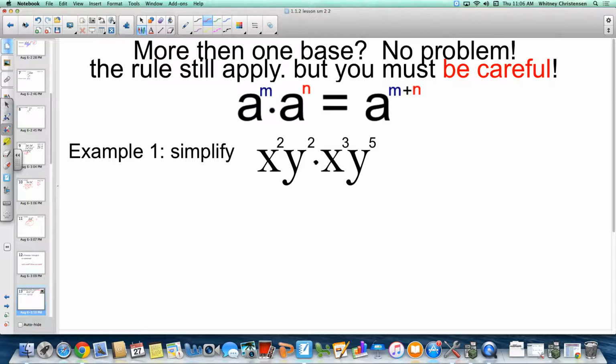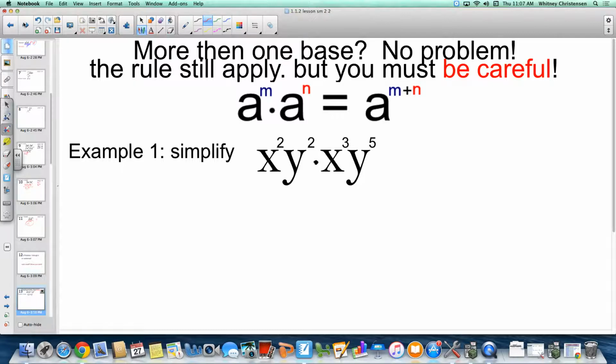I'm asking us to simplify x squared, y squared times x cubed, y to the fifth. One more time, x squared, y squared times x cubed, y to the fifth. So as you get that down, think about it for a second. Is x squared and y squared connected? And is x cubed, y to the fifth connected? No. You're right when you say no. I want you to tell me why you think no.